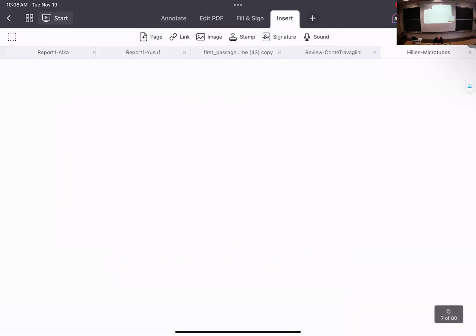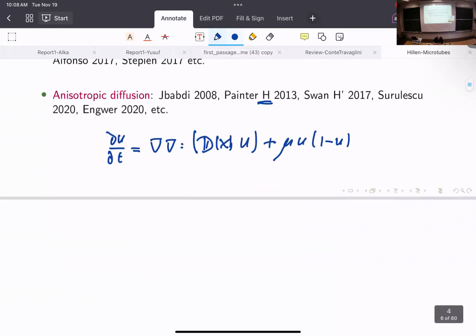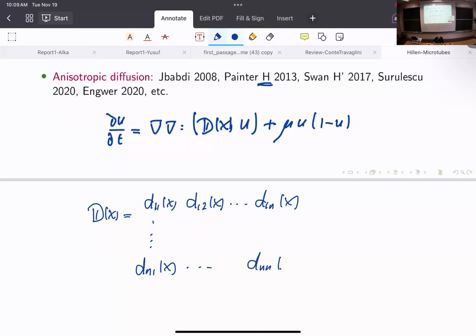So insert a page, annotate, and my pen is too large. So what does this nabla colon D of x mean? So this D with a double line is a tensor, so it's a matrix: D11 of x, and D12 of x, and so on, D1n of x, Dn1 of x to Dnn of x. Okay, so it is a full n-dimensional matrix where n is our space dimension, and the entries are Dij. So often I would just write it as Dij.